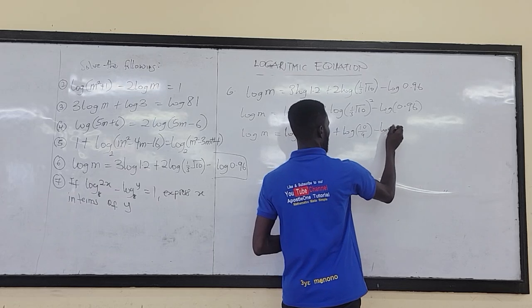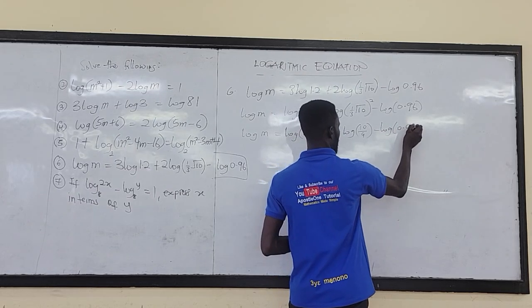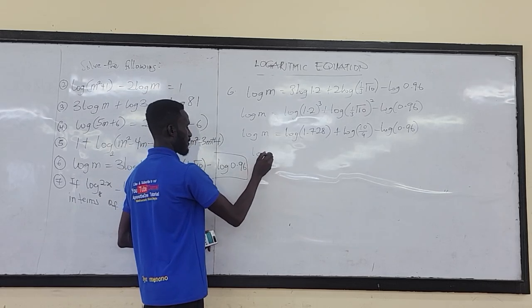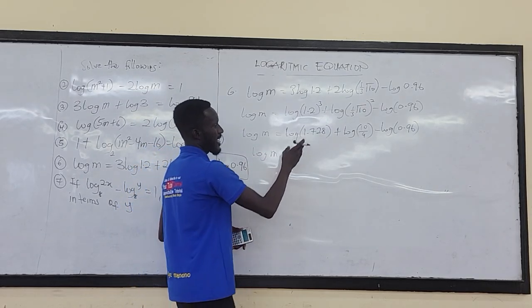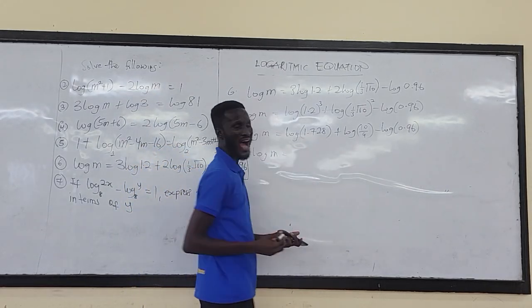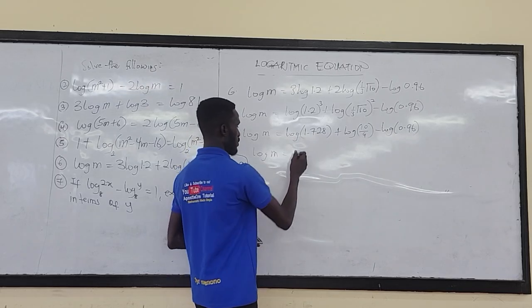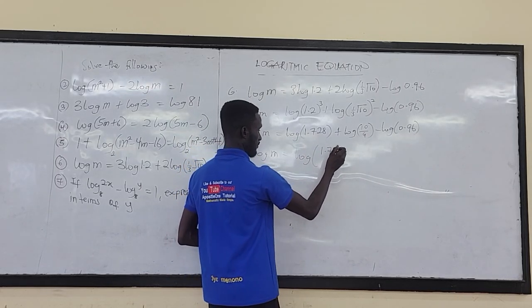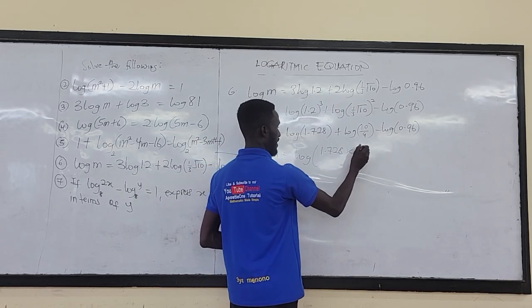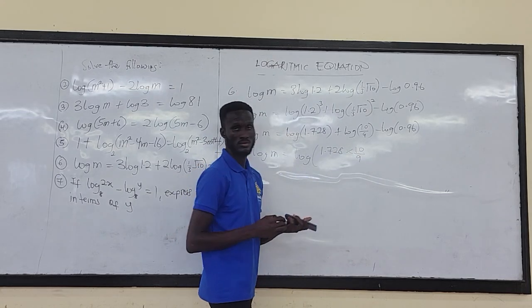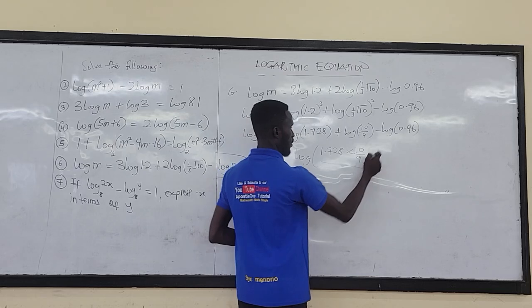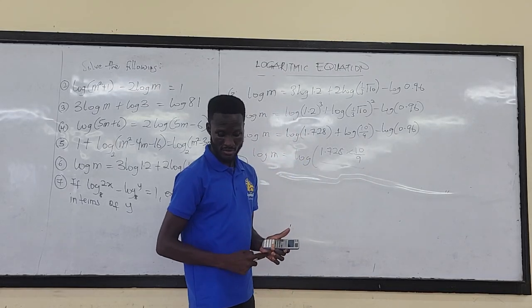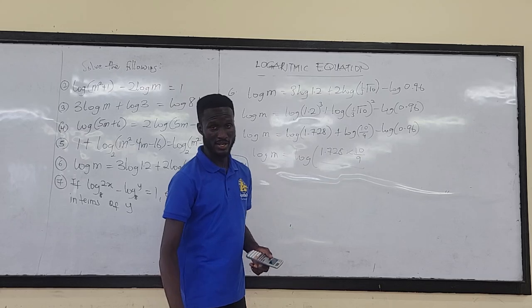Now minus log 0.96. At this point, we have log m equal to... This one and this one are added, so it means multiplication. So I'm going to have log 1.728 multiplying 10 over 9, divided by, because this one is minus. Minus means division. Yes, we go and solve the previous one, you know what we are talking about.